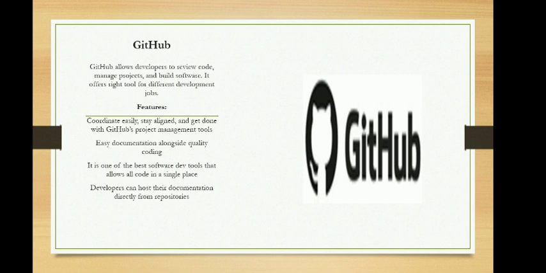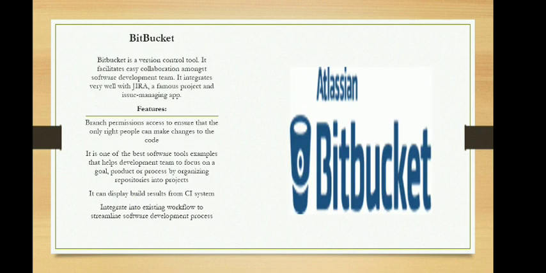GitHub allows developers to review code, manage projects, and build software. It offers the right tool for different development jobs. Features: coordinate easily, stay aligned, and get things done with GitHub's project management tools. Easy documentation alongside quality coding. It is one of the best software dev tools, allowing all code in a single place, and developers can host their documentation directly from repositories.